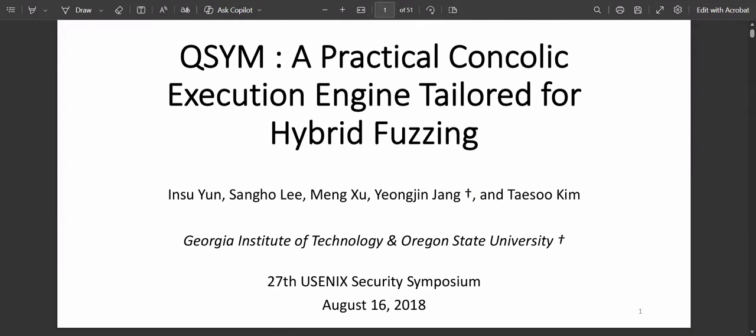Hello, my name is Vishal Chaudhary Meka, and I will be presenting the practical concurrent extraction engine tailored for hybrid fuzzing. This is a work done by Georgia Tech students and Oregon State University students and the professors.